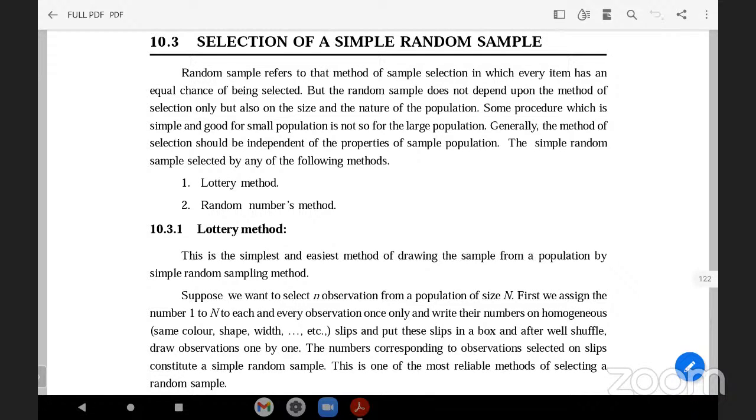Now here, the lottery method, selection of the sample in random sampling. Simple random sampling. It goes to a large population. The best example is vaccination. India has to give vaccination to all the public. India has 140 crores of people, 140 crore population, and India wants to give them the vaccination.